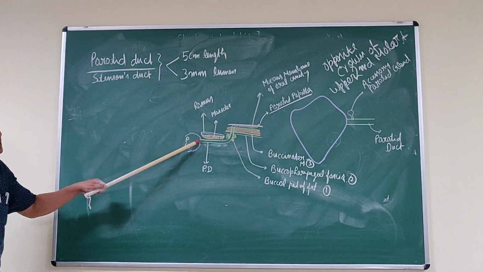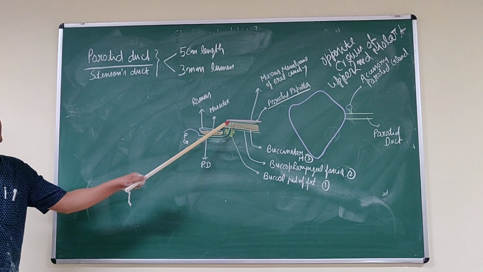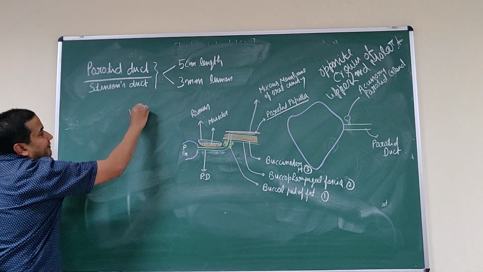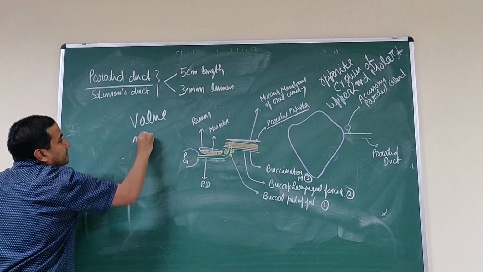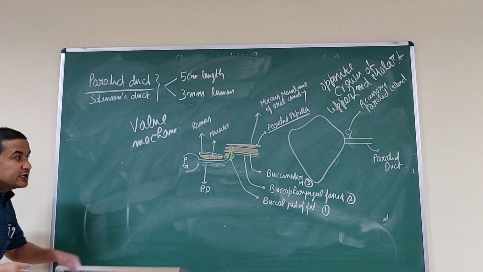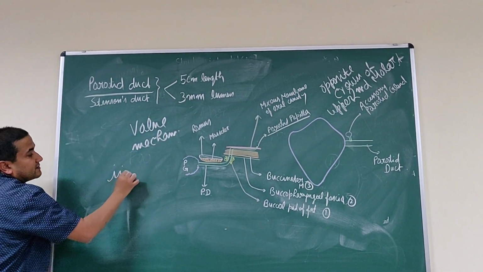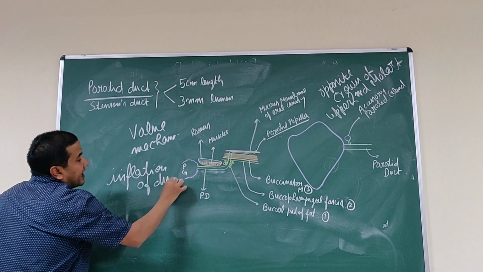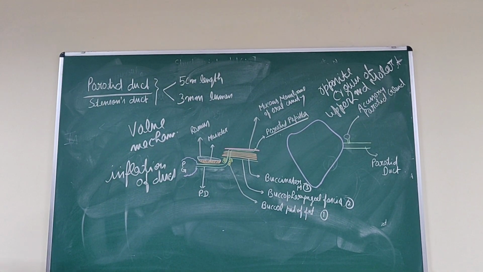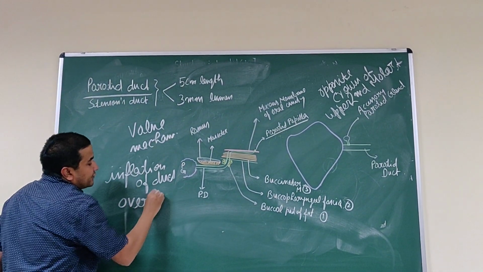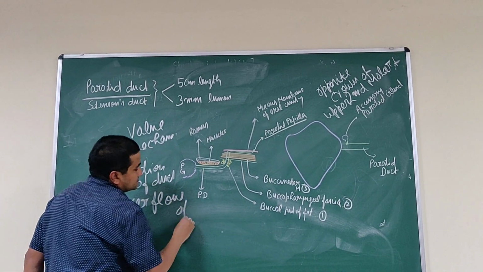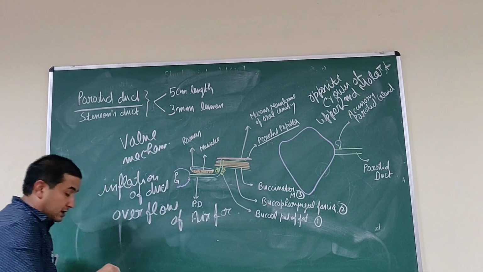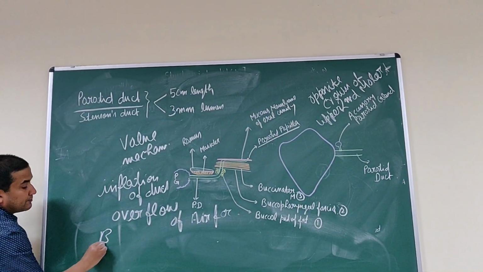Now, this parotid duct has three bendings: first, second and the third bending. These bendings act as a valve mechanism, which prevents inflation of the duct at the time of overflow of air from the mouth, or forcefully blowing from the mouth.